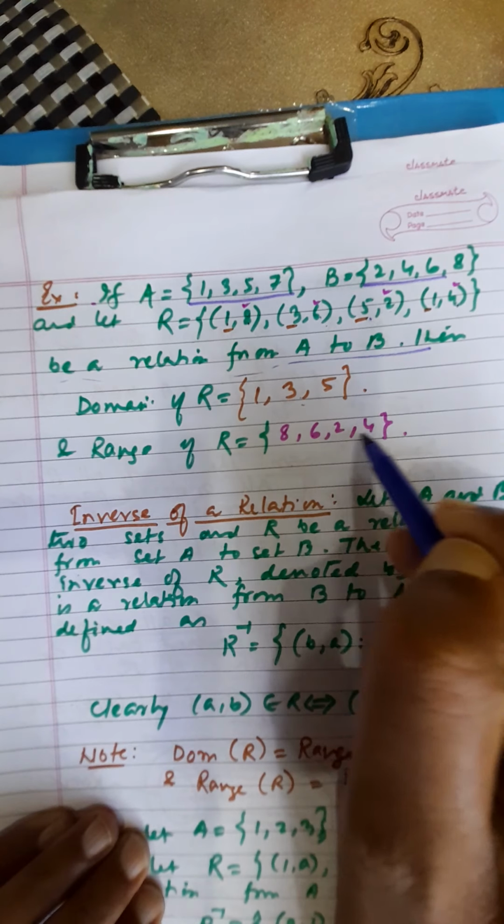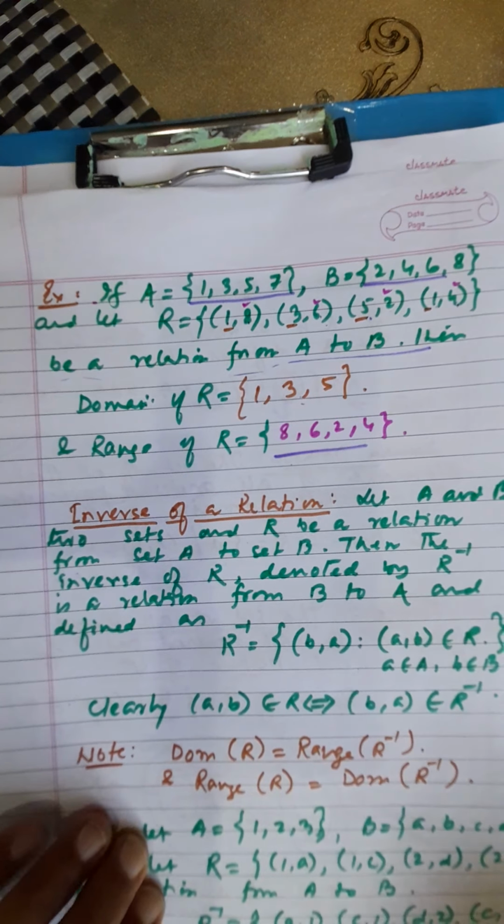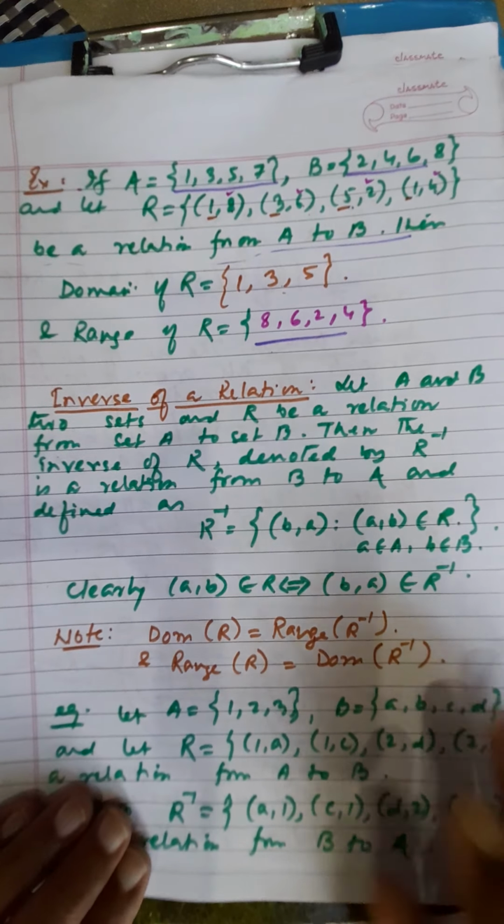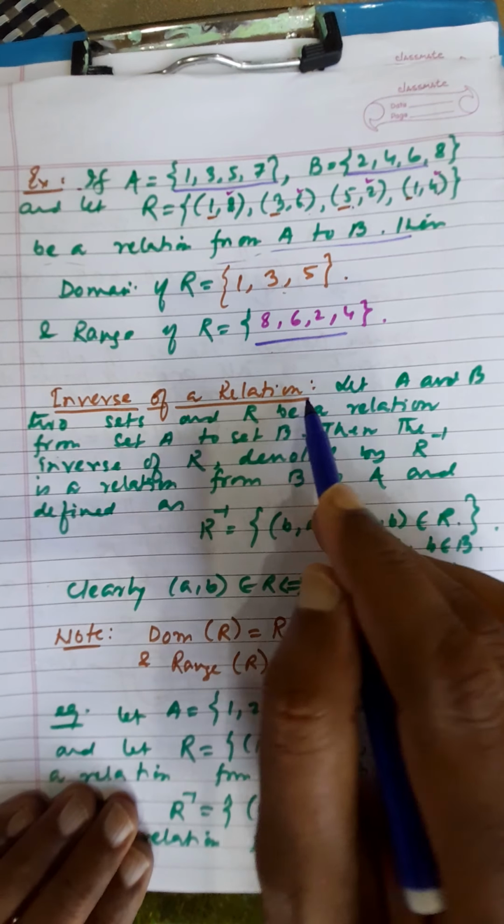So we will write 8, 6, 2, 4. This is the range. In this way we will find out the domain and range. Okay. Next, see the inverse of a relation.